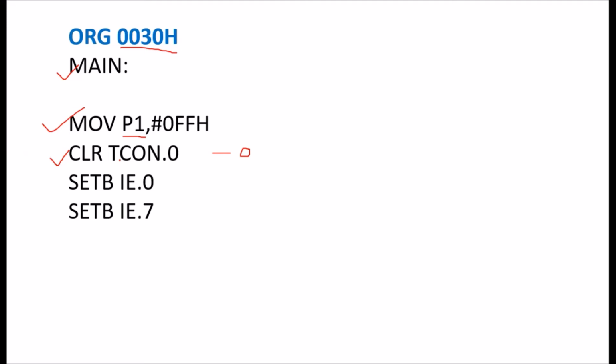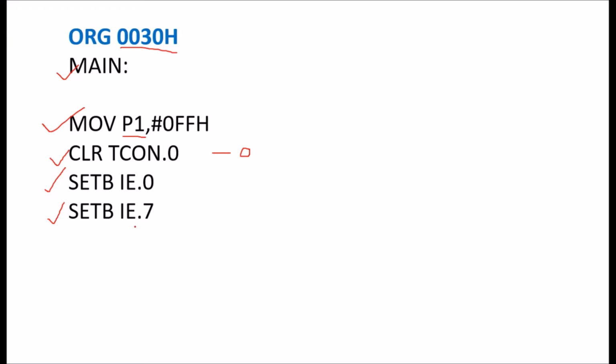But to clear that particular bit, you can add this instruction. Then we want to use external interrupt, so we have to enable the bit for external interrupt 0, which is in the IE register, that is IE.0. For enabling this external interrupt 0, the SETB IE.0 instruction is used here. Then SETB IE.7 is to enable all interrupts, the global interrupt enable.